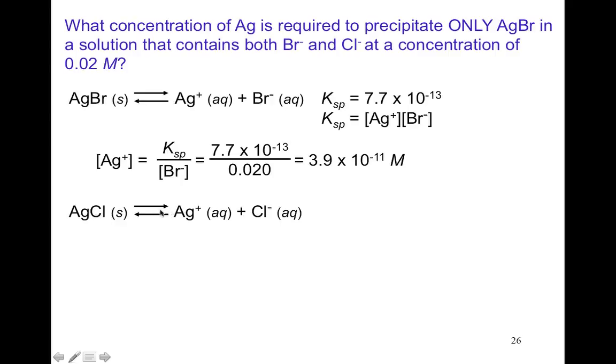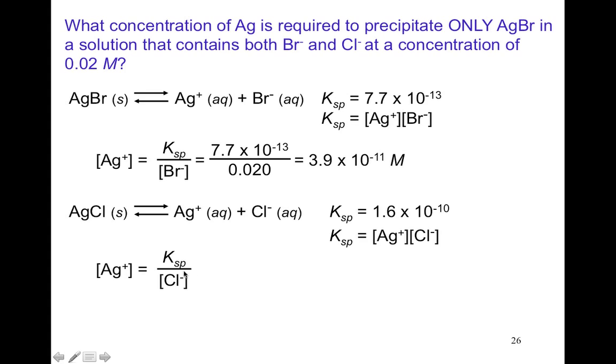Now what about silver chloride? Because we don't want to get silver chloride, we only want silver bromide. So we set up the same thing with silver chloride, and we look up its KSP from our book. We set up the same thing with the concentration of our dissolved ions, and then we solve for silver. We plug in the KSP from the book and the chloride concentration of 0.02 from our question, and we see 8.0 times 10 to the negative 9 molar.